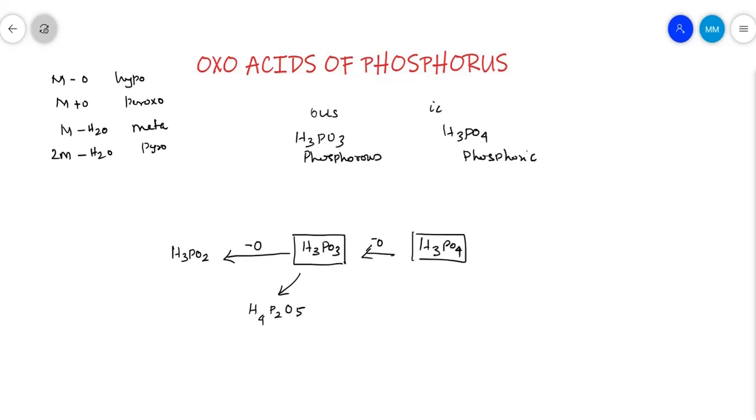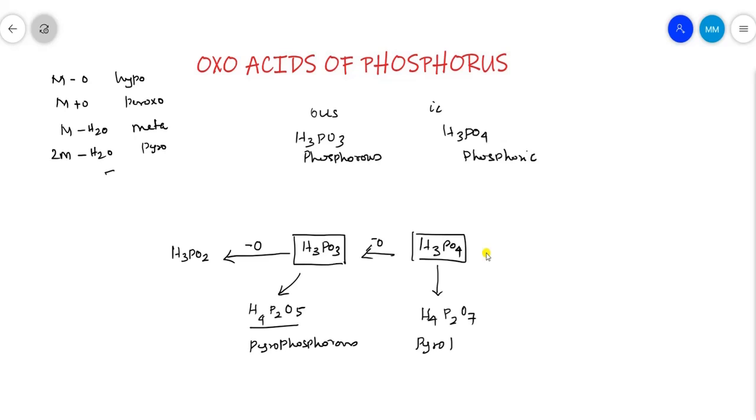P2O5. What's the name of the compound? It is pyrophosphorus acid. Here for phosphoric acid, what is pyrophosphoric acid? Doubling the molecule and losing a water molecule gives pyrophosphoric acid. So the formula is H4P2O7.